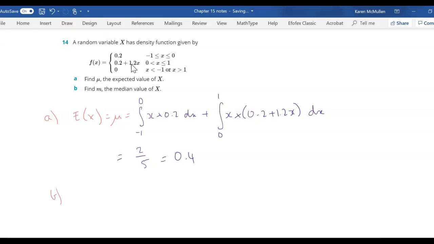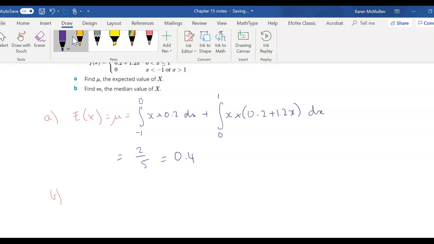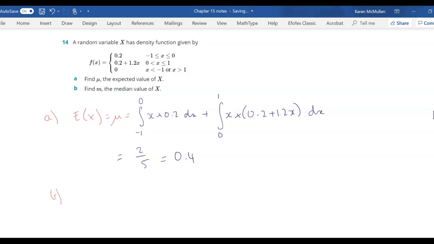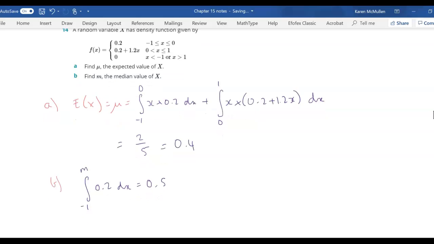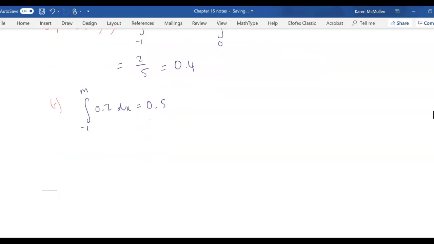Part B, finding the median this time. So remember, similar to before, let's just use the first one because actually 0.2 is probably easy to work with. What are we doing? The median. So we're going from -1 to m, 0.2 dx equals 0.5. Shall we do this one by hand? Not that I can really hear you answer.